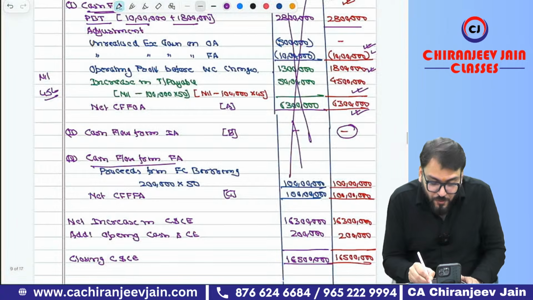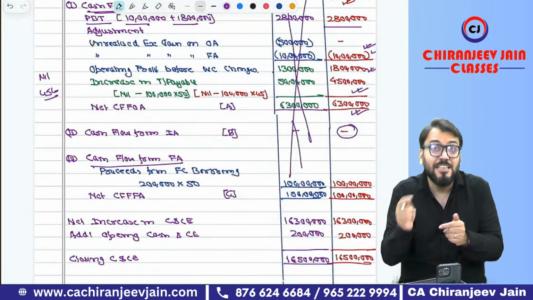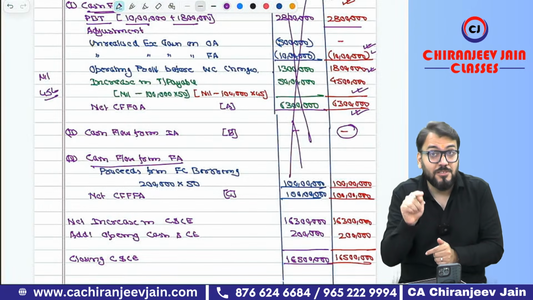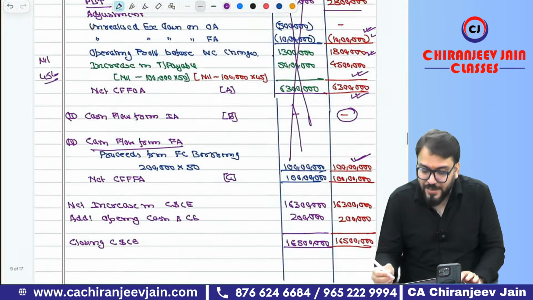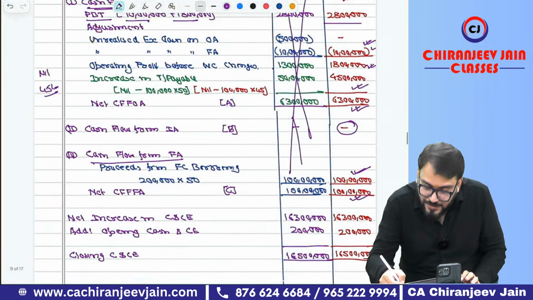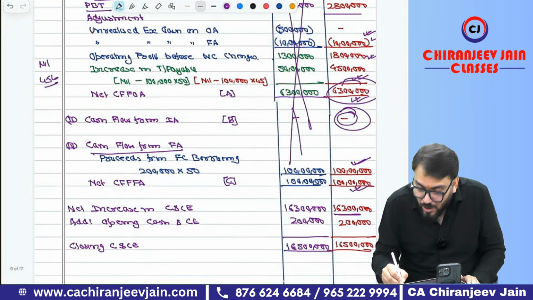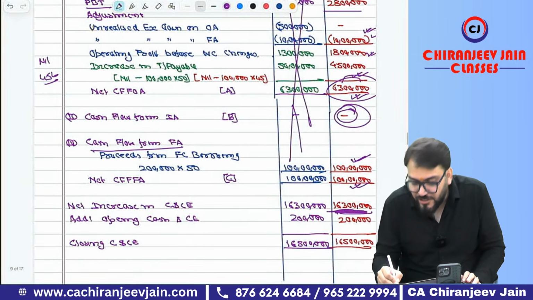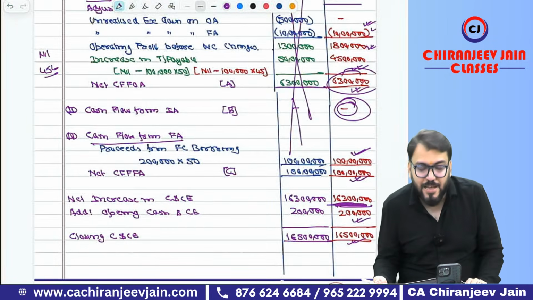But we have cash flow from financing activity, proceeds from foreign currency borrowing, and how much proceeds were received initially? 1 crore only. Now you need to take the transaction date exchange rate, that is 1 crore. 1 crore will be taken. This becomes 1 crore, financing activities. So this plus this plus this is the net change in the cash and cash equivalent. That is how much? 1 crore 63 lakh. Then opening cash and cash equivalent 2 lakh. So your closing cash and cash equivalent will become 1 crore 65 lakh.